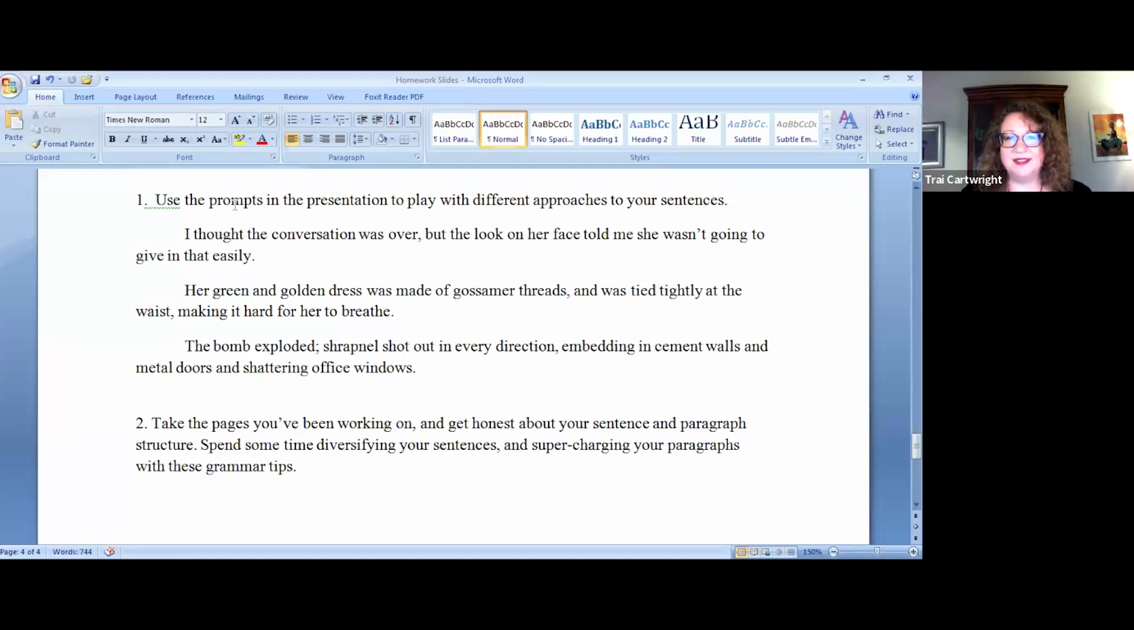This is the third person omniscient. So we are zoomed way out. We're not in a character's head for this information. This is more of an Ernest Hemingway approach. Here's the third one. The bomb exploded. Shrapnel shot out in every direction, embedding in cement walls and metal doors and shattering office windows. Ooh la la, so dramatic. Yeah, go have fun with this. Again, we're just playing. We're just playing here.